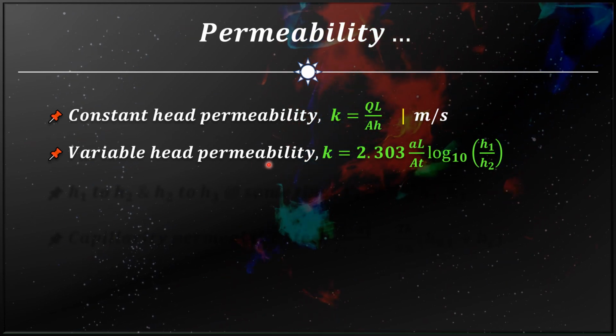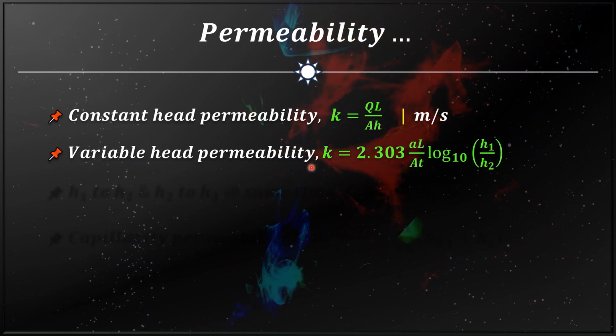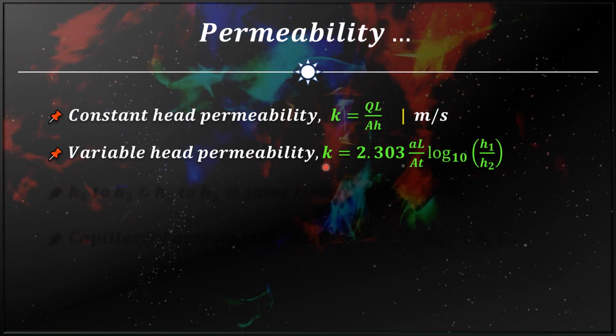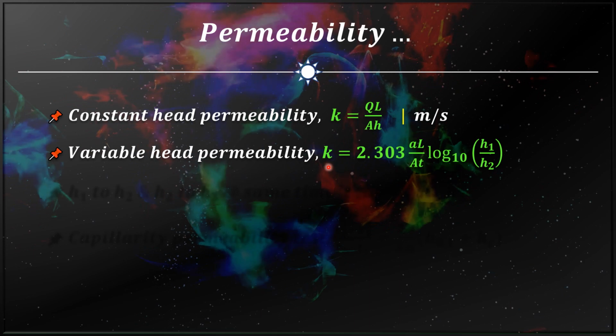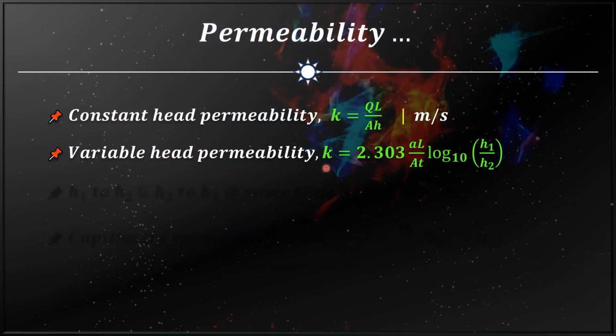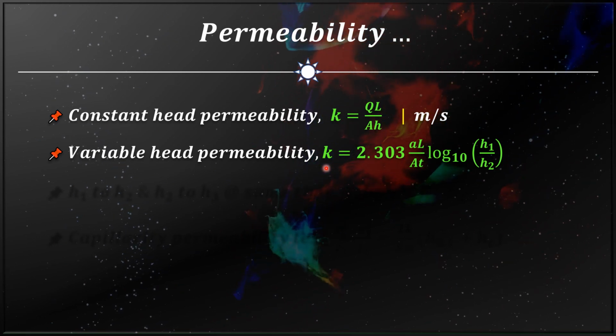And in case of variable head permeability, that is in case of fine grained soil, that is clay and silt, we shall use this method to find the coefficient of permeability value. And this will be given by K is equal to 2.303 aL by AT log base 10 H1 by H2.